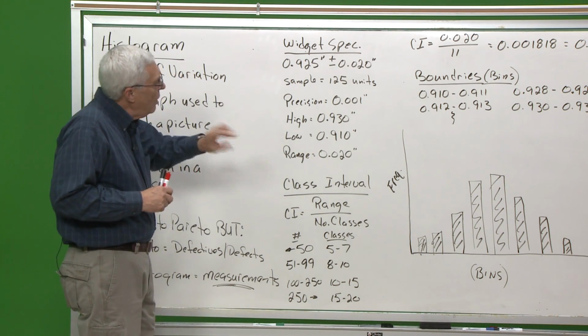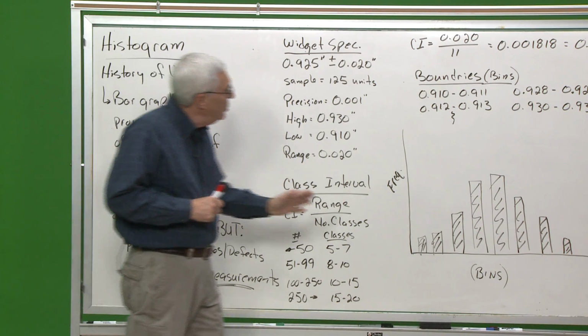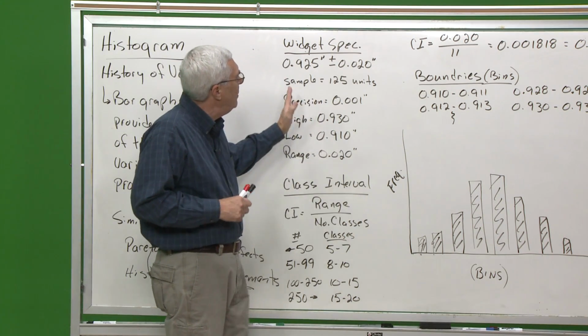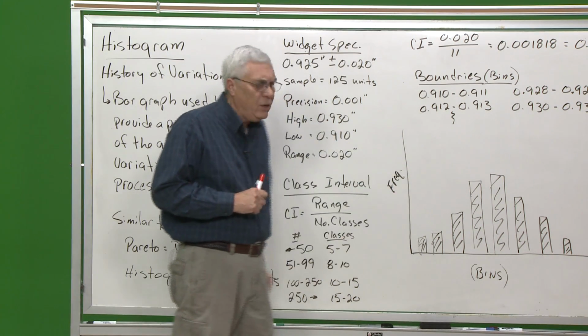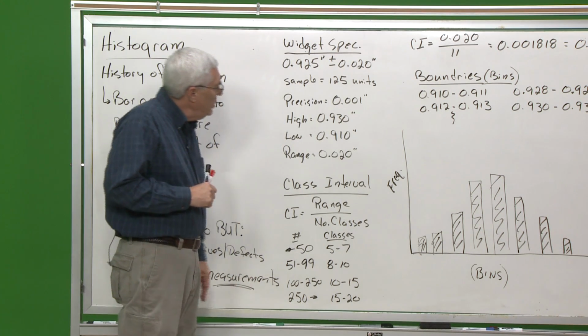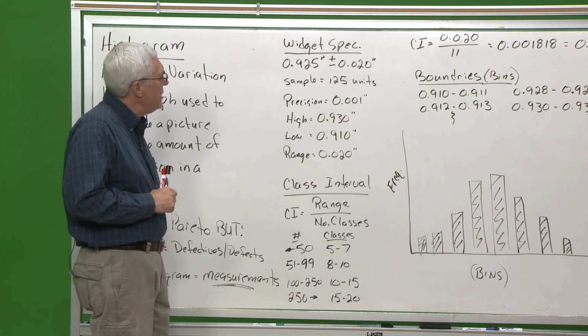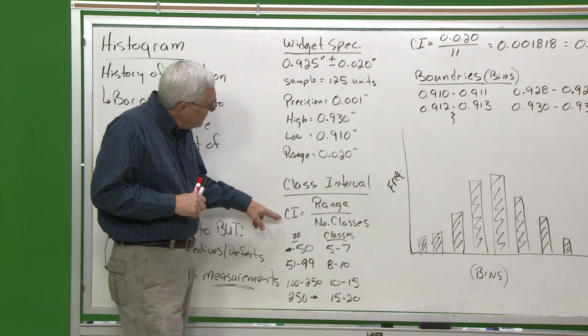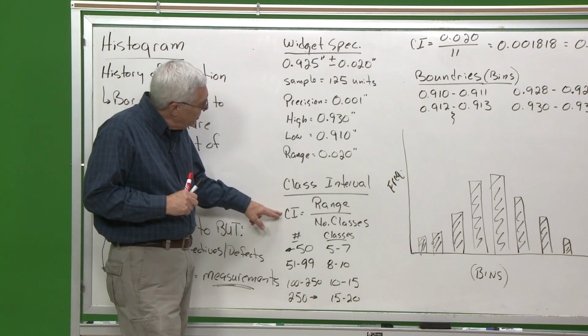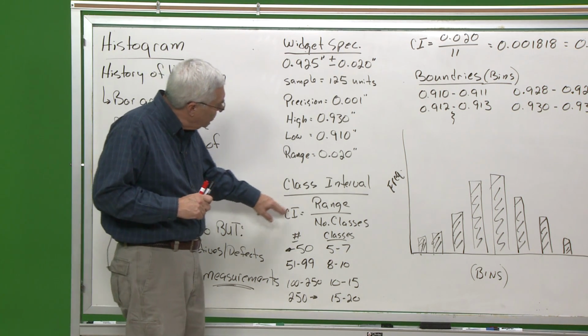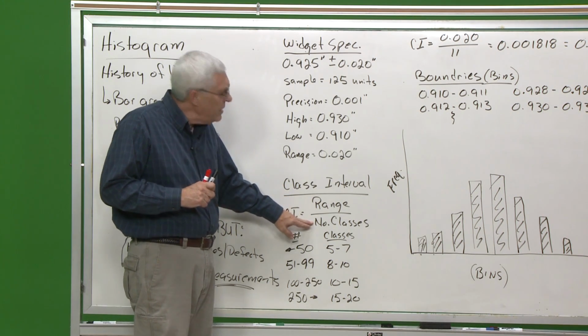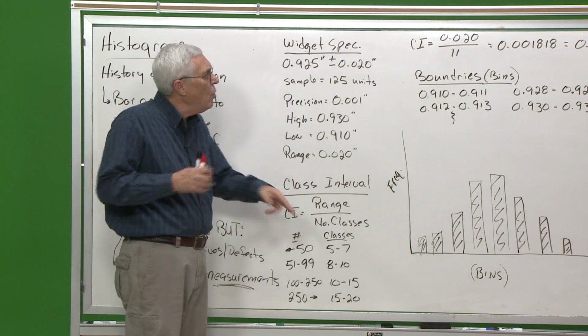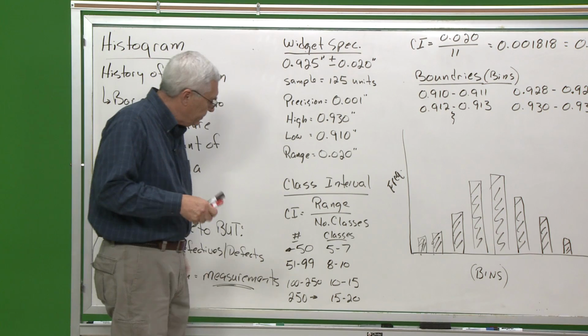All right, so now what I have to do is figure out how I'm going to put these in bars. And I'm certainly not going to put them every thousandth of an inch. That just doesn't make any sense. So what we have to do is calculate what's called a class interval. The formula for class interval is the class interval is equal to the range divided by the number of classes or bins that I'm going to use.